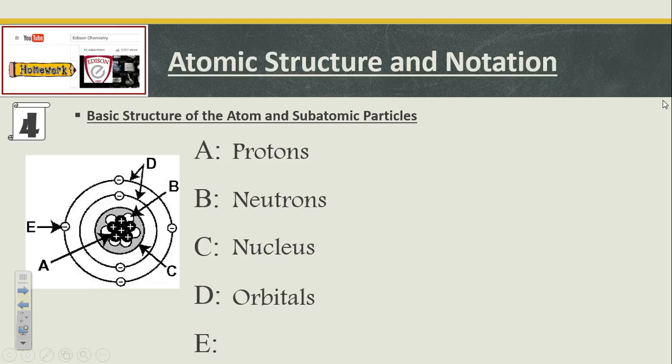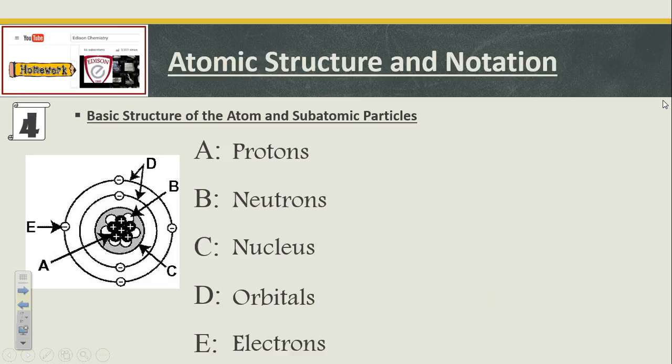Now an orbital. This is synonymous with the energy levels, okay? These are where the electrons reside. Letter D is pointing there. You notice there's multiple orbitals, okay? And as the elements get more complex, we will add more orbitals when we have to add more electrons.